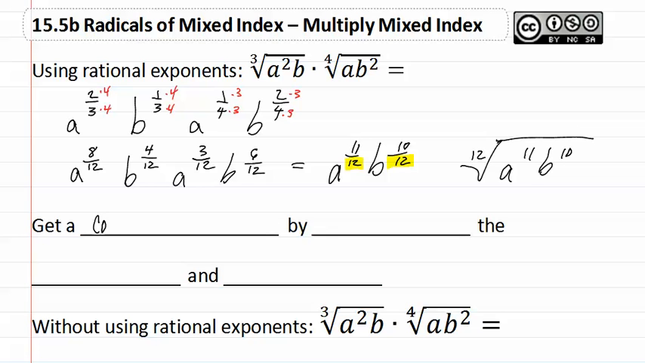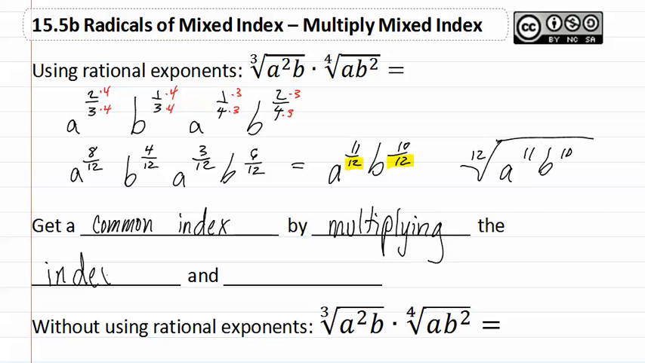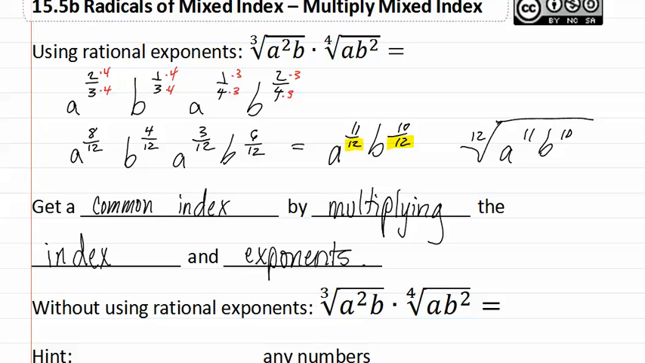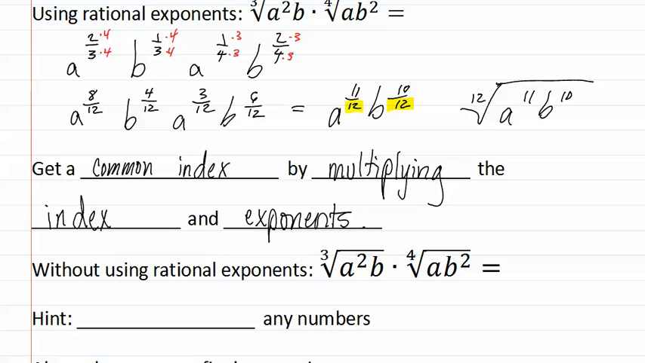First, we get a common index by multiplying the index and exponents. So let's see how this works in the same example. Instead, we see that the common index would need to be 12. Then we would multiply the index and all of the terms, or the exponents, by that number. In the second one, we'd need a 3.